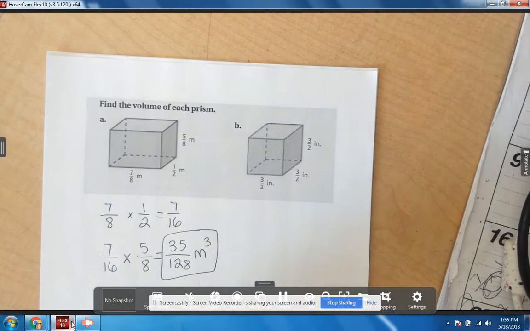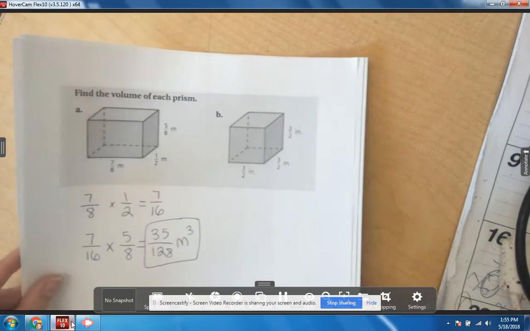All right, so you guys are going to pause and try this one. So you multiply whatever two fractions you want first. Take your answer, multiply it by the third. So pause and try this one.